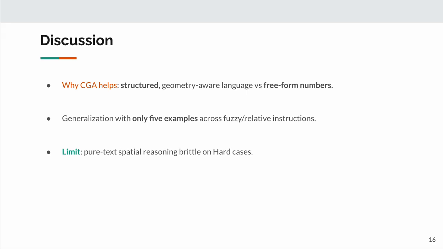So, what are the lessons learned? CGA's symbolic structure gives the LLM a stable geometric language, avoiding numeric drift. The system generalized from only 5 examples to complex relation instructions. And we saw that hard cases remain challenging because pure text sometimes lacks sufficient spatial context.